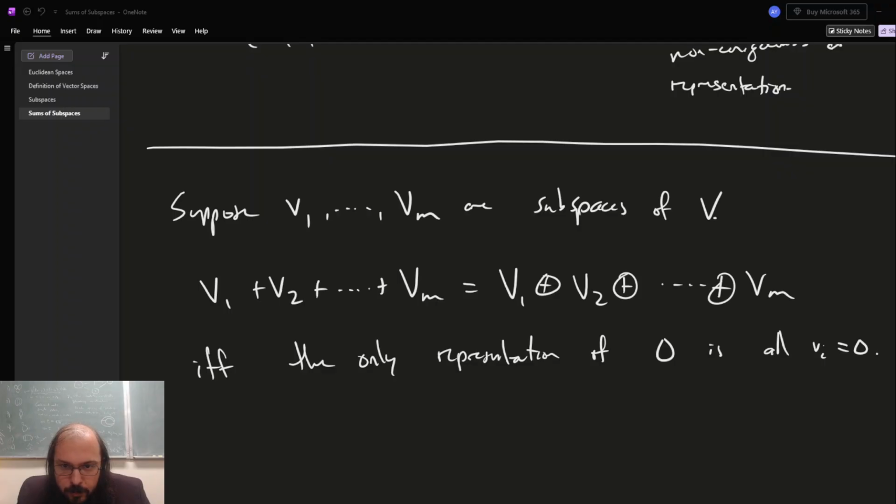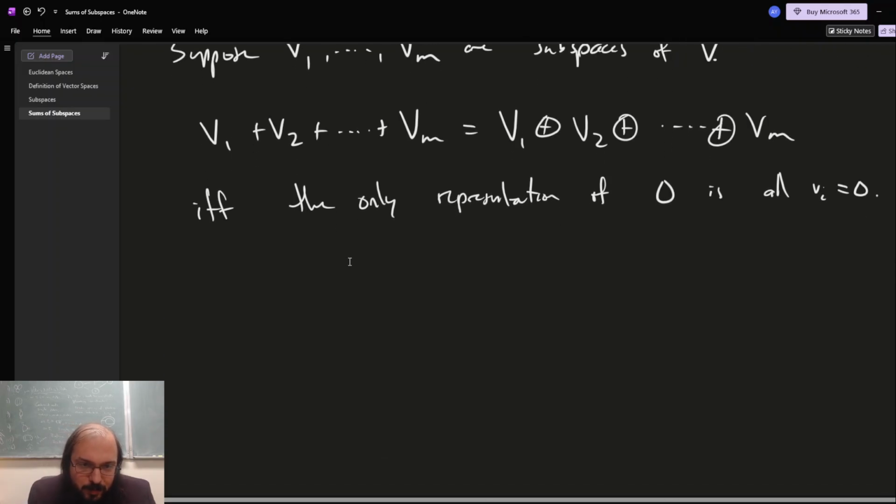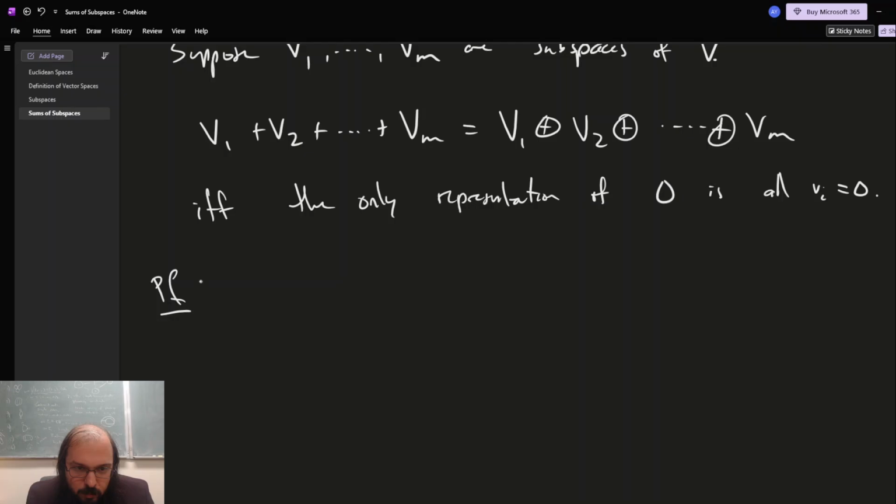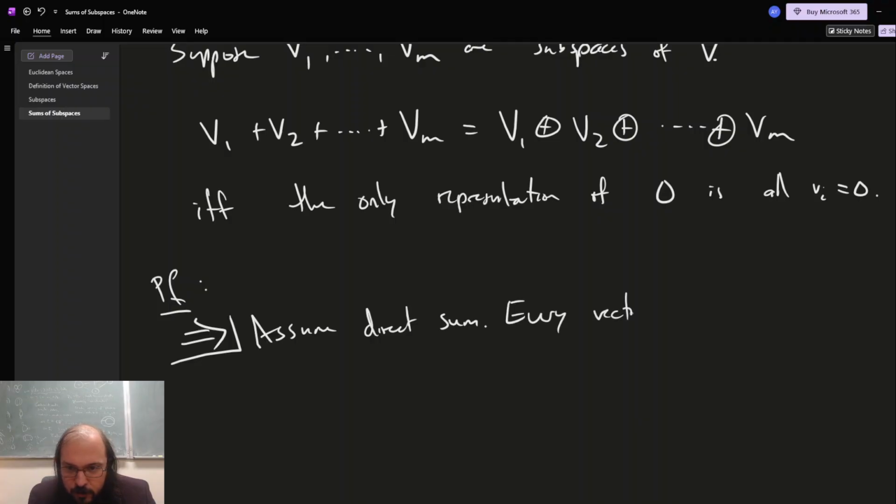Okay, so let's take a look at how we prove this. For the first direction, we suppose that it is in fact a direct sum, right? Assume direct sum. Then actually there's nothing to prove here because being a direct sum meant that every vector has a unique representation.